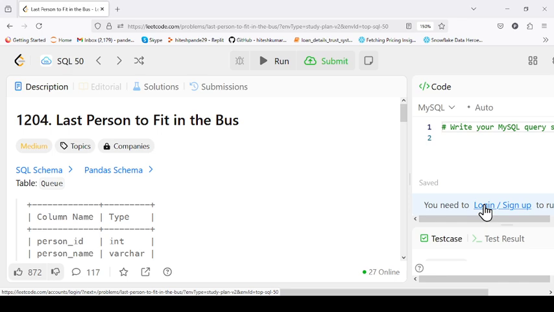So today we are going to solve a problem statement from LeetCode, from SQL. The problem number is 1204, and the problem topic is Last Person to Fit in the Bus. Okay. So first, the schema is given to you and the name of the table is Queue.